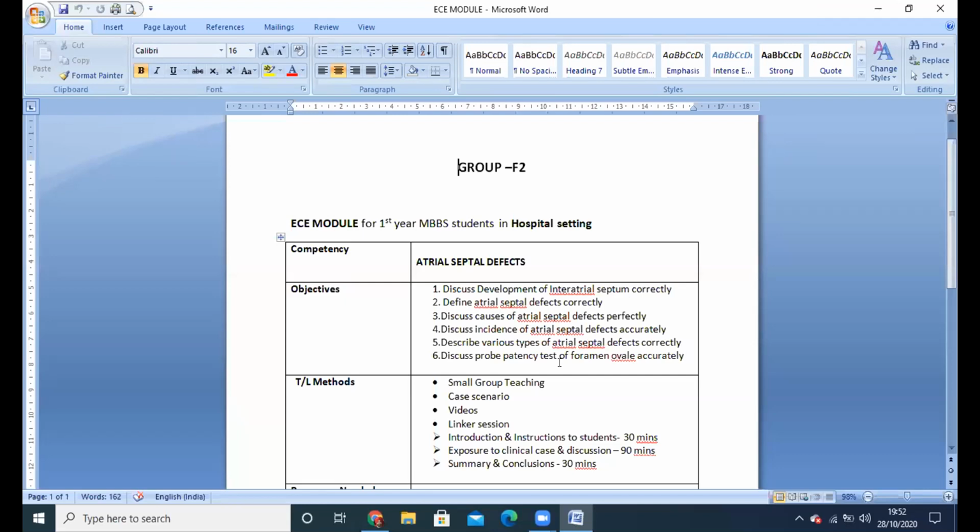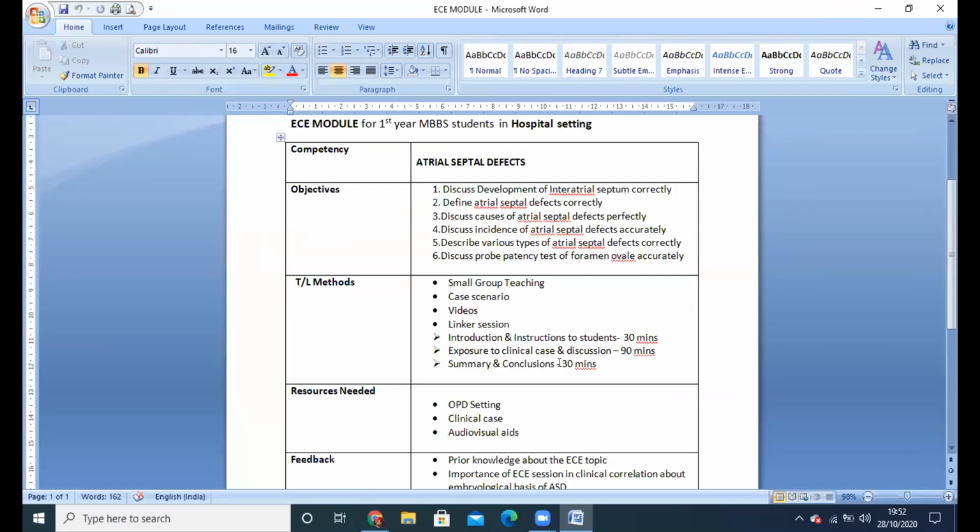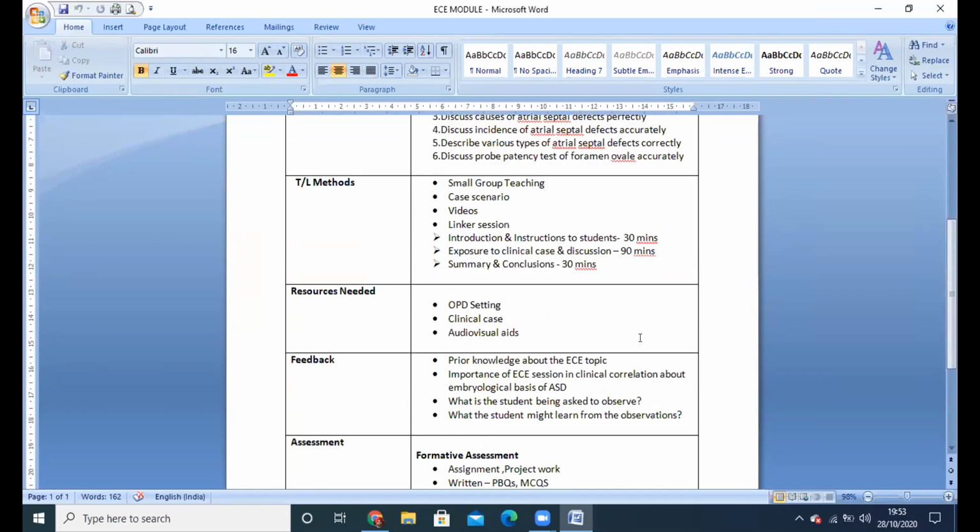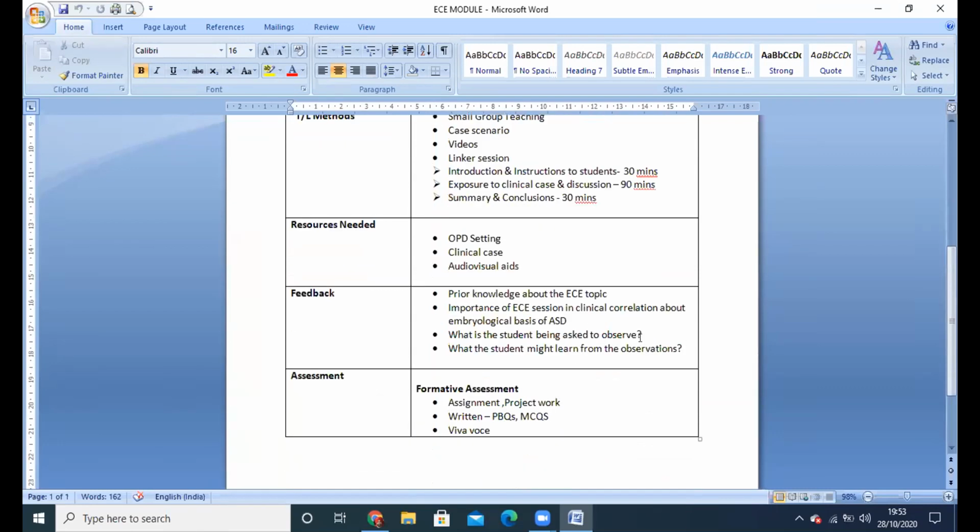ovale accurately. The teaching learning methods used are small group teaching, case scenario, videos, and we can plan the session with the linker session. We can plan with the medicine department or with the pediatrics department. Then we will divide this session into three categories: introduction and instructions to students 30 minutes, exposure to clinical case and discussion 90 minutes, summary and conclusions 30 minutes. Resources required are OPD setting, clinical case, and audio visual aids.